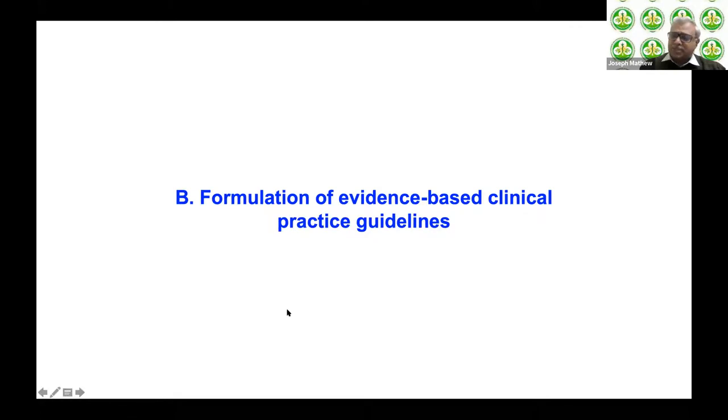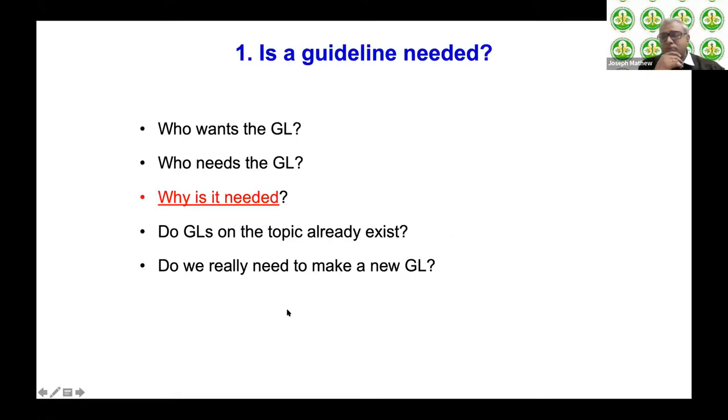There are basically about 12 steps, which I will just briefly highlight. And the first and most important step is to deliberate on whether a guideline is needed. Now, this looks like a silly question because obviously a guideline is needed. That is why we are all experts sitting in a room. But the issue is not who wants the guideline or who needs the guideline. The question is, why is a guideline needed?